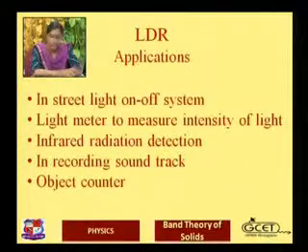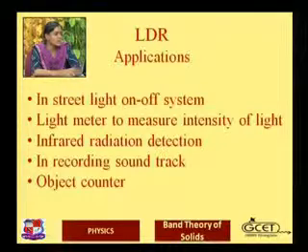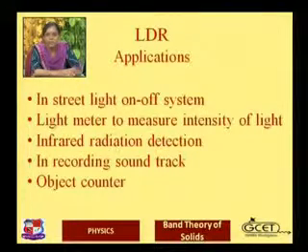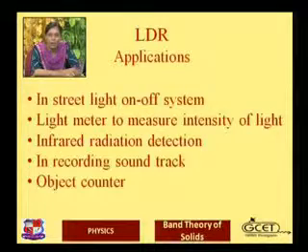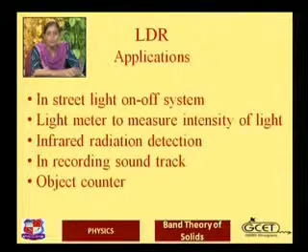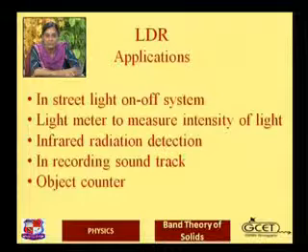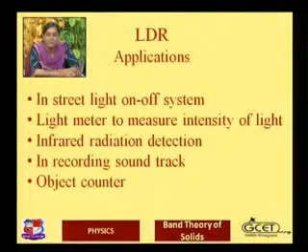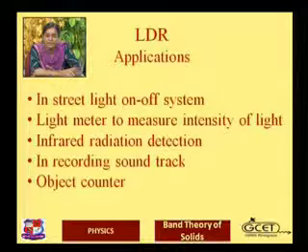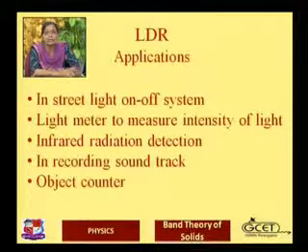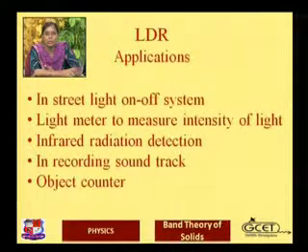Now what are the applications of the LDR? LDR is a light dependent resistor. So the first application is in the street light on off system. Whenever the sunlight goes down, LDR will be having no input, so it will act as a simple resistor, because due to the light intensity the resistance decreases. If sunlight is not there, then resistance will automatically increase, and then it can work as a signal to the street light on off system.